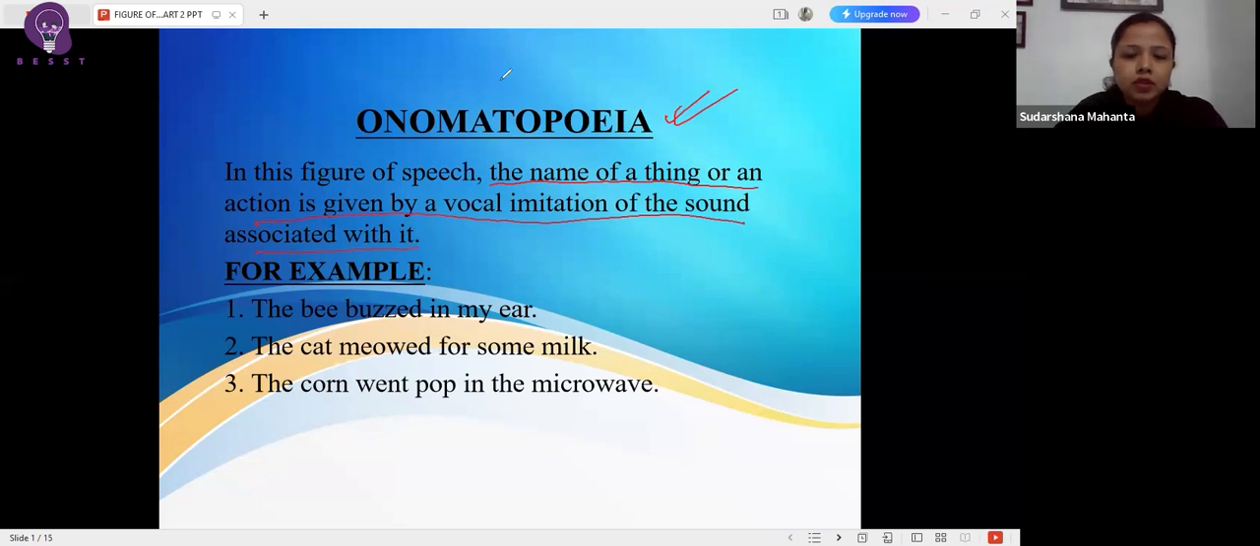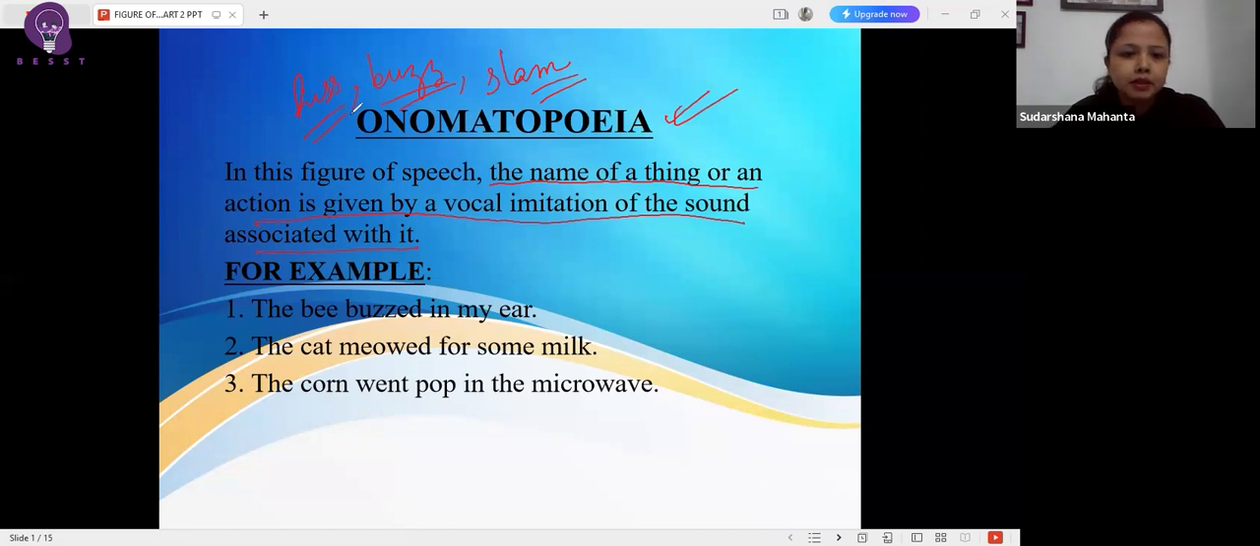What is onomatopoeia? We use the sound made by different things and animals. So the sound is used, like hiss, buzz, slam. So these are nearby sounds, we can say. It's not the exact sound that it creates, but it's near to that sound. The word is near to the sound that is created. Okay, so that is onomatopoeia.